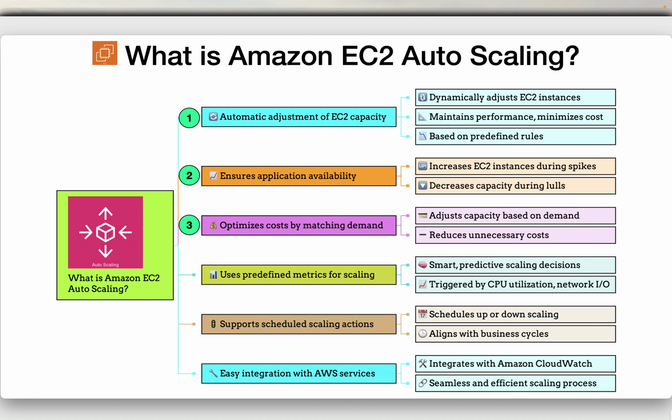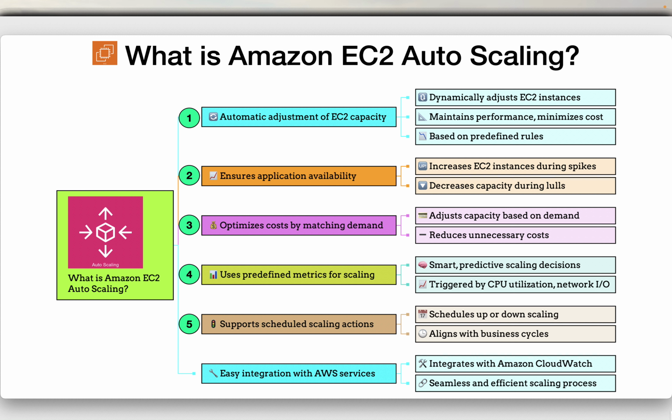Number 3, optimize cost by matching demand. By adjusting the capacity based on current demands, it helps in reducing unnecessary cost by ensuring you only pay for what you use. Fourth, uses predefined metrics for auto scaling. Auto scaling policies are triggered by predefined metrics such as CPU utilization or network input output, making scaling decisions smart and predictive.